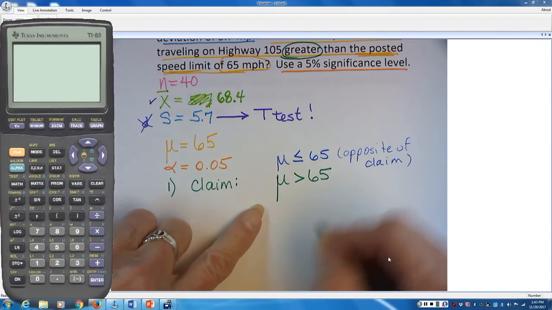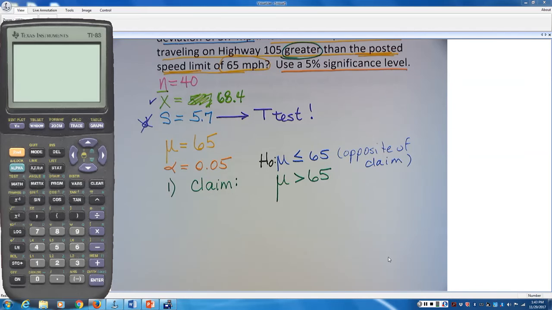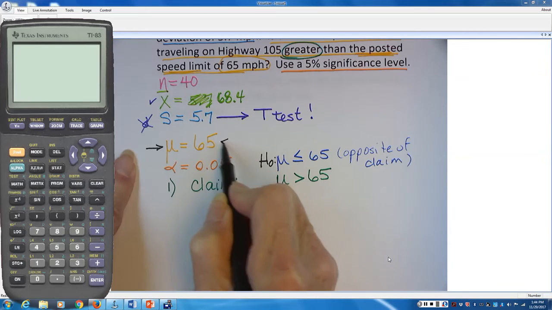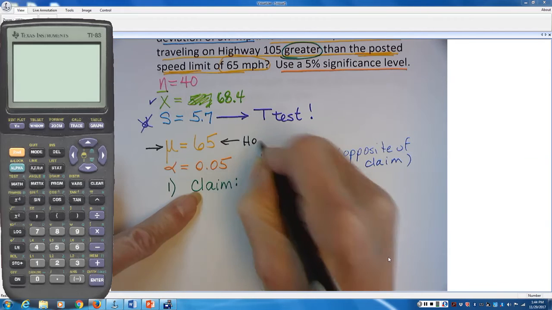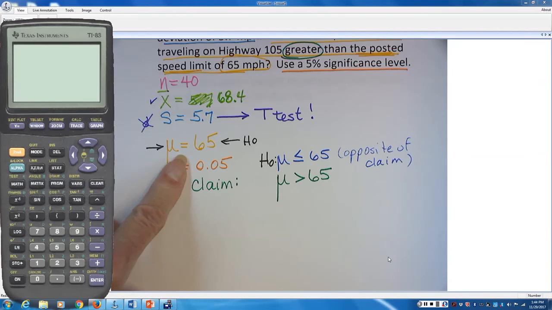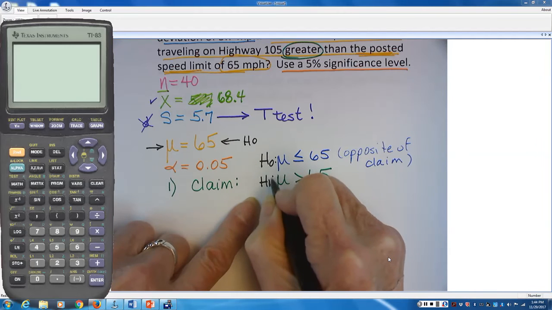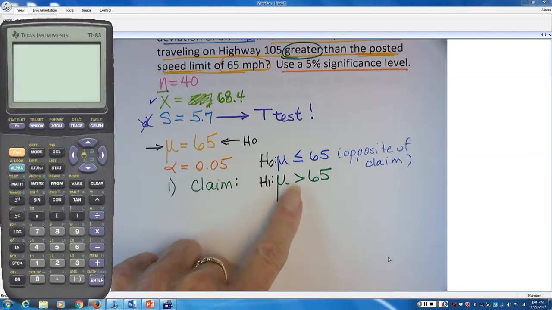That's H0. In fact, as soon as they tell you this, you're going to know that's H0, because it said it was equal to. That was the posted speed limit. That means that the only alternative we have then is that's H1. So H1 in this case is the claim. Okay? It's not always the claim, but in this case it was the claim.